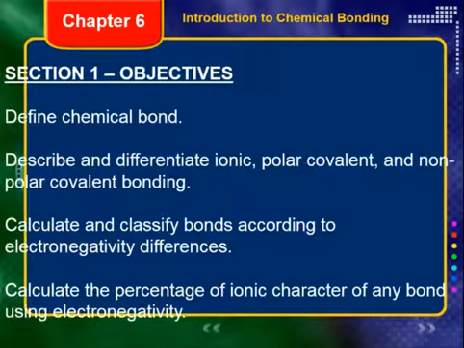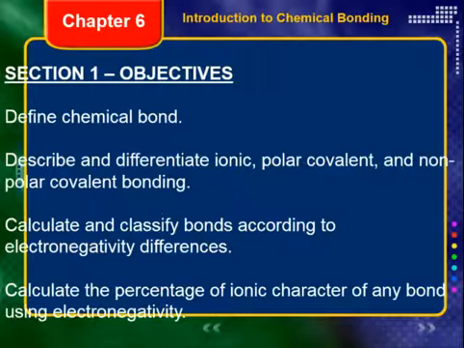Your objectives for this section: define chemical bond. That's one thing we want to keep in mind as we go through this entire chapter with regard to chemical bonding. We don't want to forget the basic foundation of what we're talking about. It can create an error in our scheme of understanding.